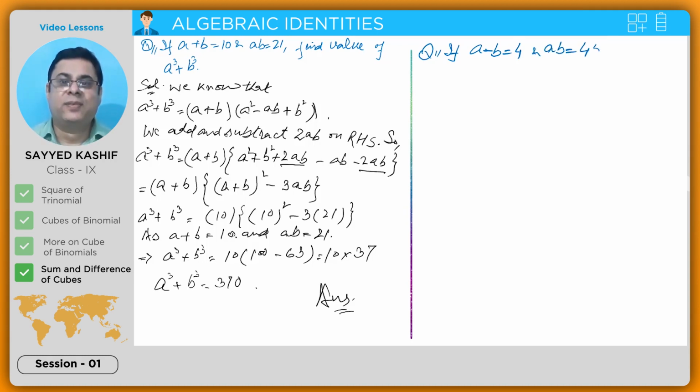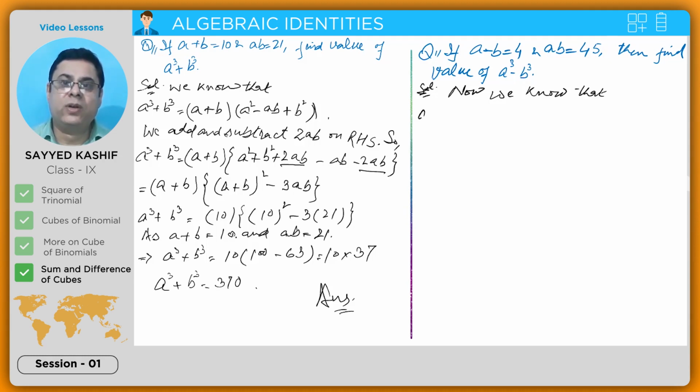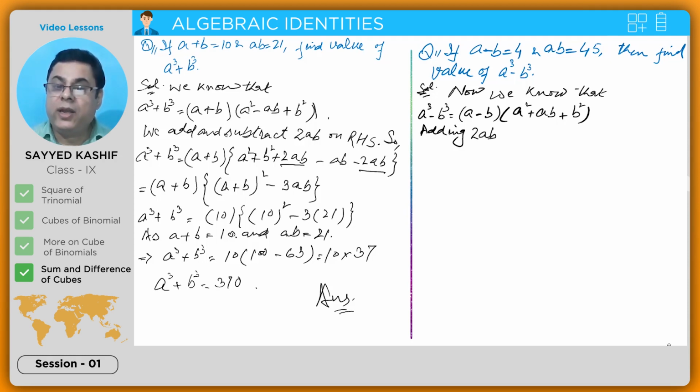Let's do another example. If a minus b is equal to 4 and ab is equal to 45, then find the value of a cube minus b cube. My suggestion is that you keep practicing and doing these examples that I am solving for you. It will help you grasp the entire concept of identities and their application. So let's move on. Now we know that a cube minus b cube is equal to (a minus b) into (a square plus ab plus b square).